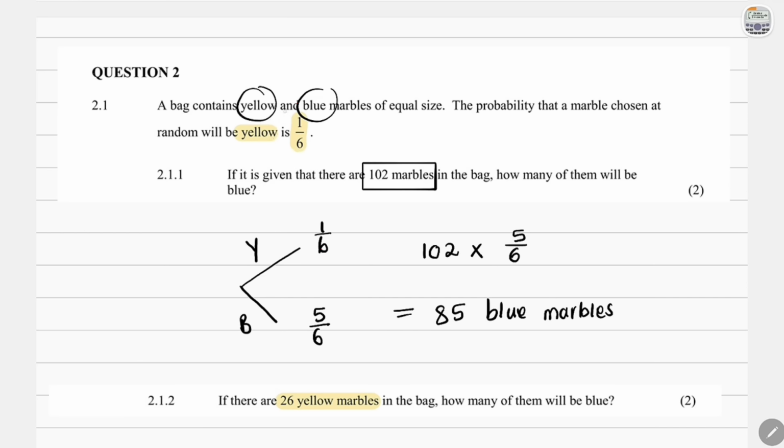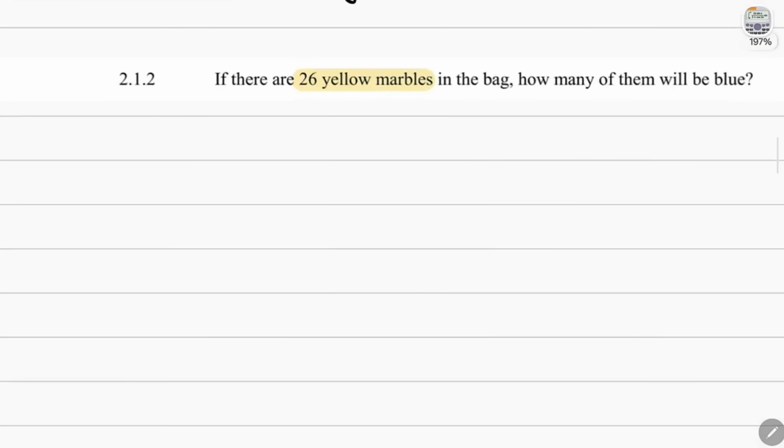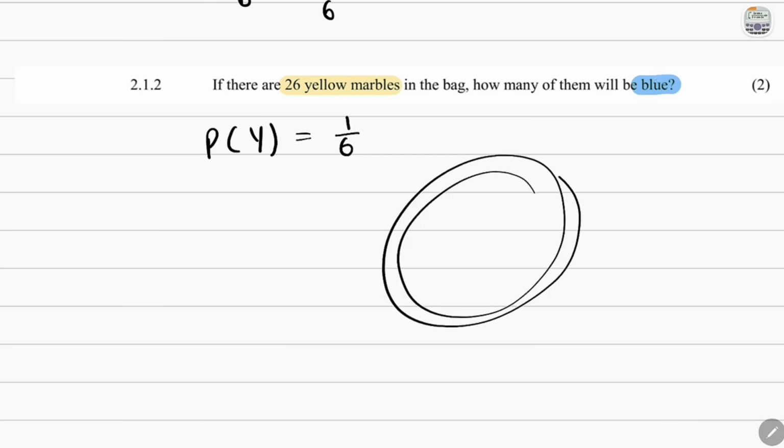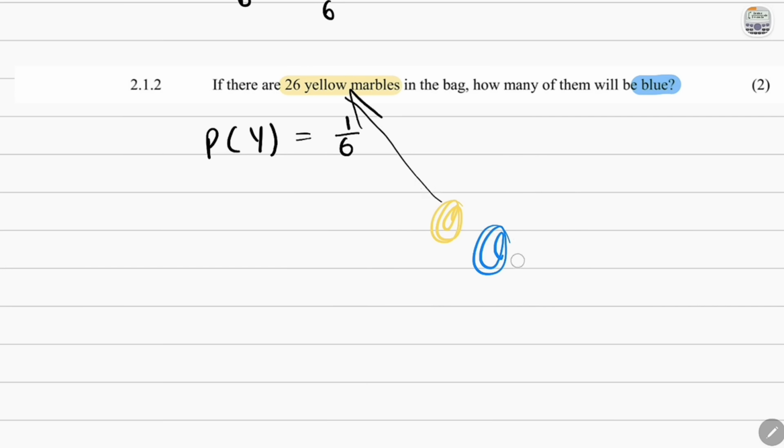Okay, so we know the chance of selecting a yellow marble. That is 1/6. So if we want to find out how many marbles are blue, let's just find out how many marbles there are in total. Because if we find out the total amount of marbles, then we know that some of them are yellow, some of them are blue, but there are exactly 26 yellow, and then we'll know the blue. Okay, so let's go ahead and do that.